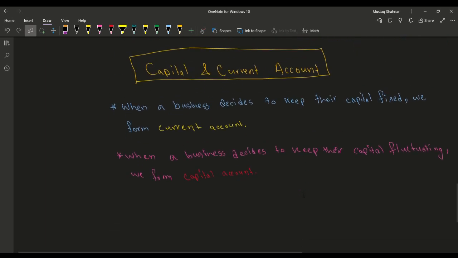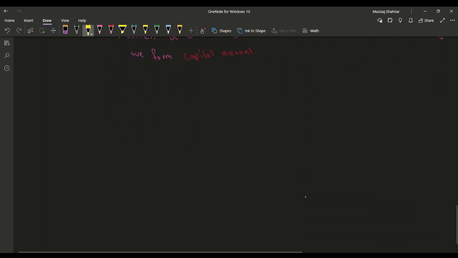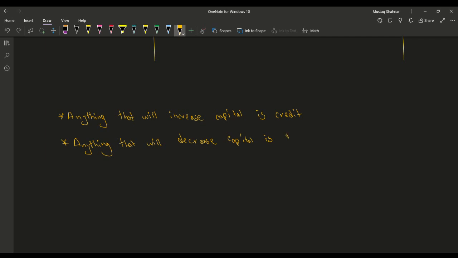Let me just prepare the format for each of these first, then I'm going to explain that for you. So anything that decreases capital is debit, and anything that increases capital is credit. Why? Because capital is a liability. And we have learned if liabilities increase, it's credit, and if they decrease, it's debit. Right, now.